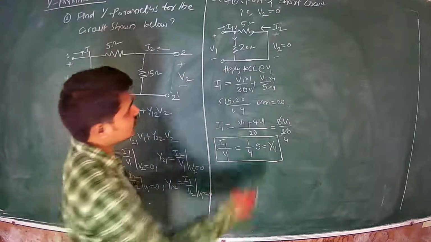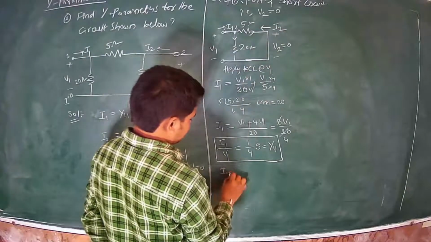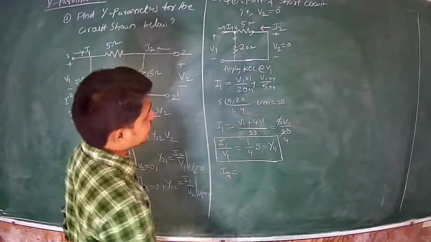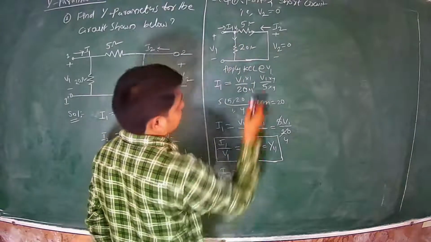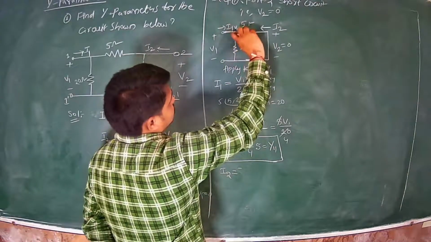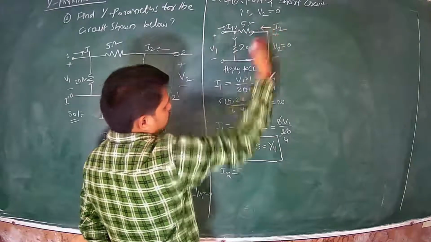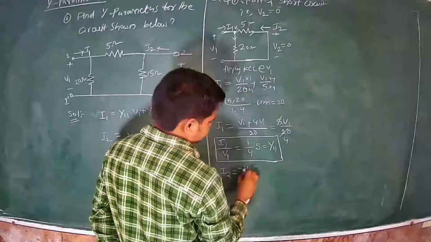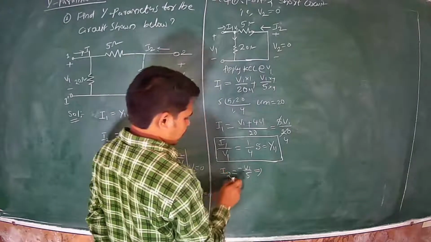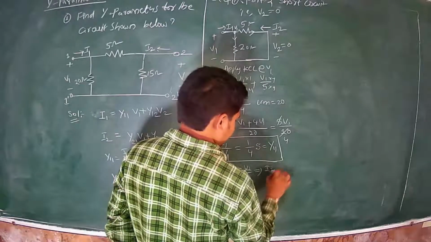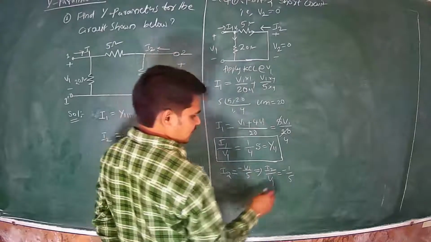Now, see this I2. It is minus V1 by 5. So the current I2 equals, what is this current? V1 by 5 is the current flowing in this direction, but it is minus I2. So I2 is the negative of V1 by 5. Therefore, I2 by V1 equals minus 1 by 5.